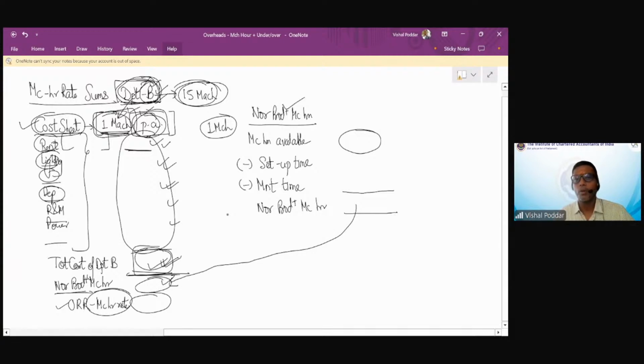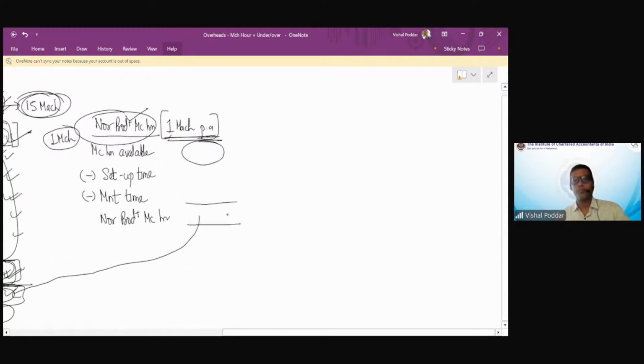Then I'll find out the productive machine hours. Obviously, this has also to be for the same denomination, 1 machine per annum. Because if in the numerator, the cost that you are going to calculate is for a machine for the whole year, the denominator also has to be at the same denomination. So both the cost sheet and normal productive machine hours have to be for the same denomination, which in this case is per machine per annum. So let me take you to this.